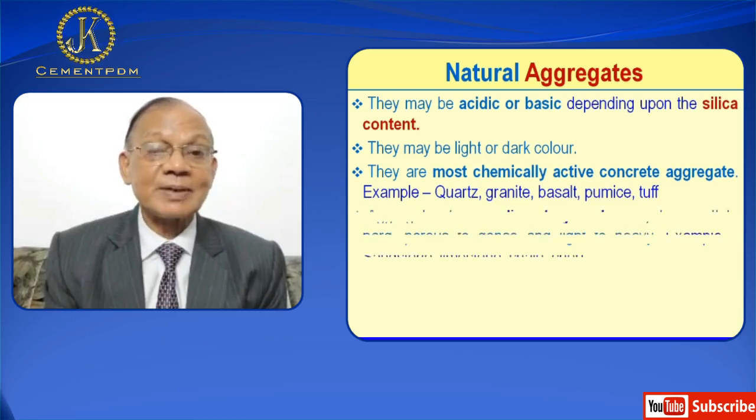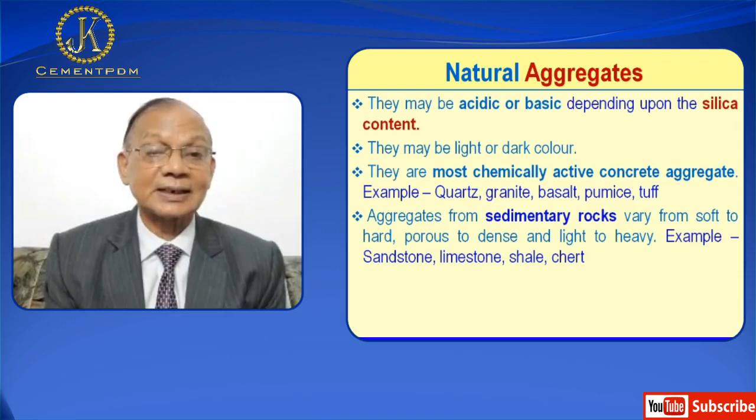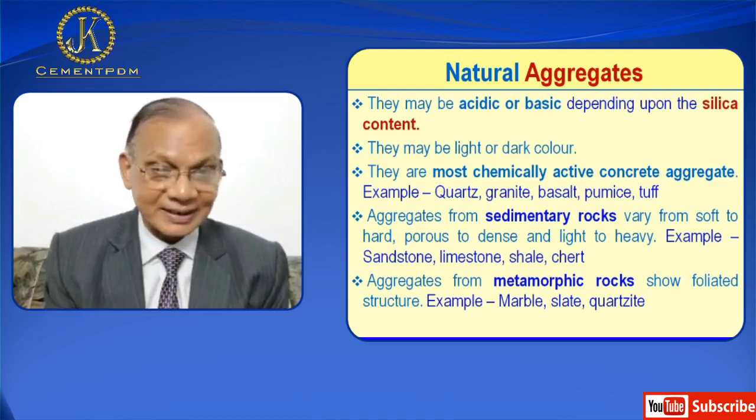Aggregates from sedimentary rocks vary from soft to hard, porous to dense, and light to heavy. Examples: sandstone, limestone, shale, chert. Aggregates from metamorphic rocks show foliated structure. Examples: marble, slate, quartzite. Now I'll talk about artificial aggregates.